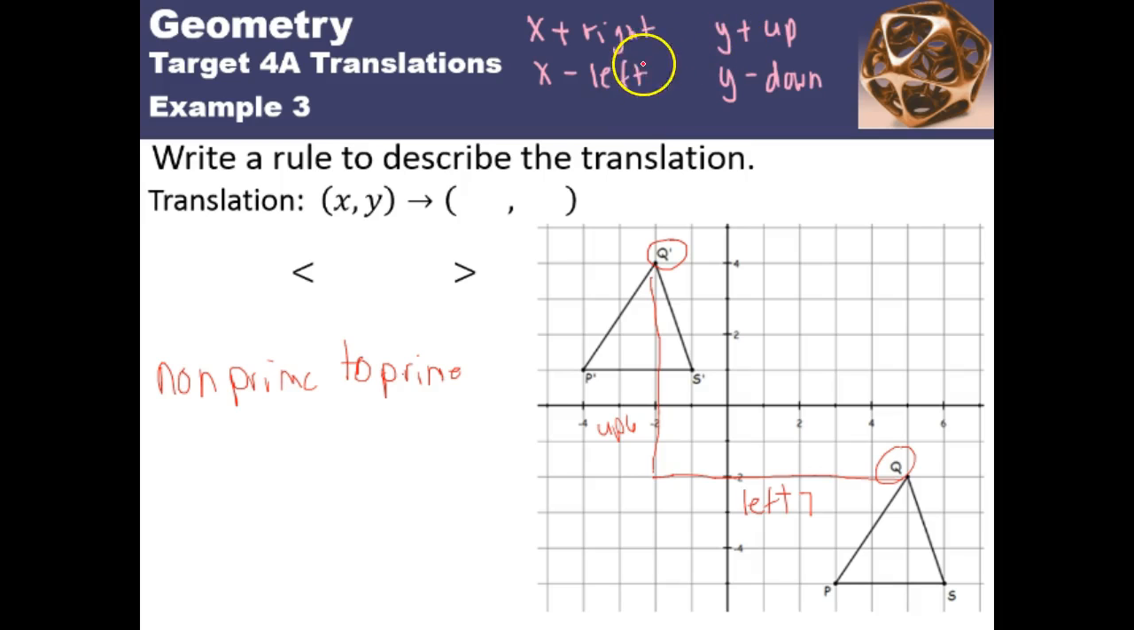So how do I write left 7? Well, left is x minus, so I'm going to say x minus 7. And up is y plus, so I'm going to say y plus 6. And then here, in the vector notation, I'm going to just write the numbers. So the numbers are negative 7 and then 6. And again, you have to write the left or right movement first, then the up or down movement.